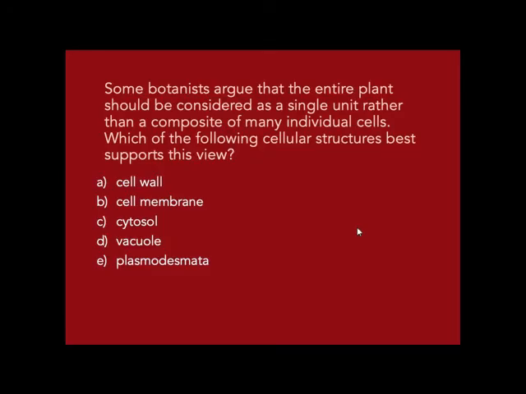All right, so some botanists make the argument that the entire plant should be considered as a single unit rather than a composite of many individual cells. Which of the following cellular structures best supports this view? Cell wall, cell membrane, cytosol, vacuole, and plasmodesmata. Oh, it's the plasmodesmata, because that's the stuff that's going back and forth between the cells like it's one organism.